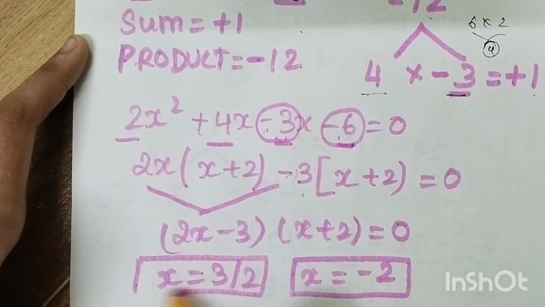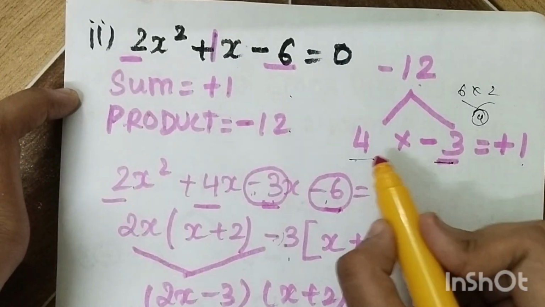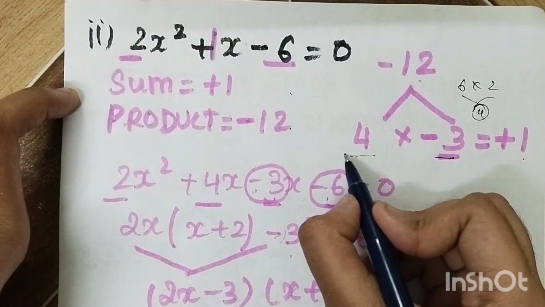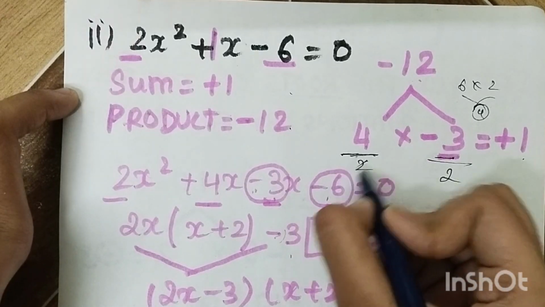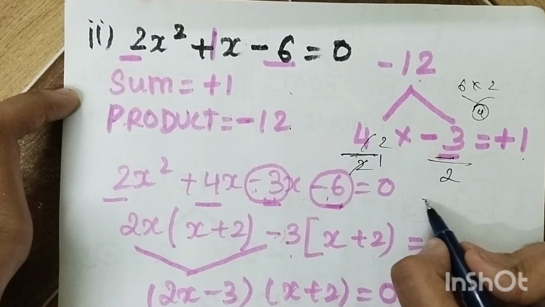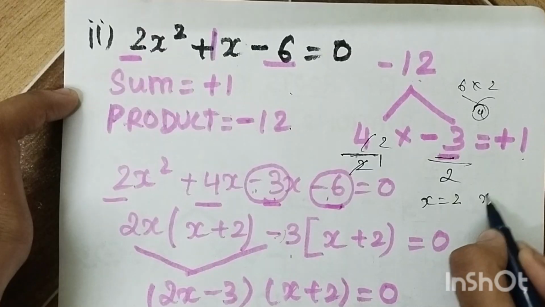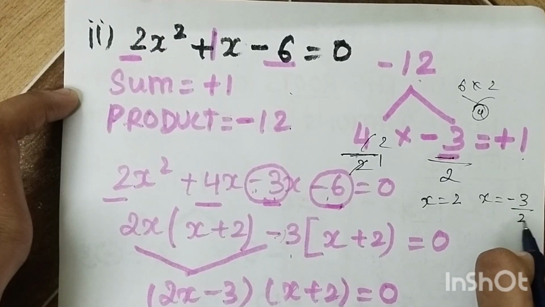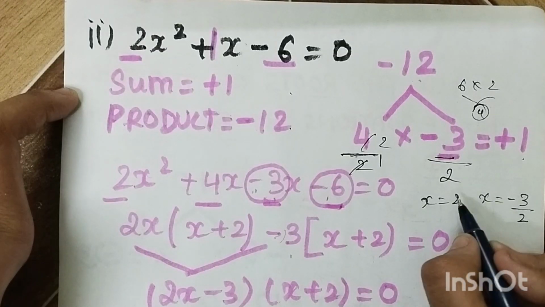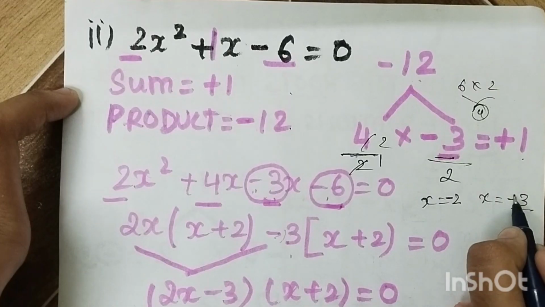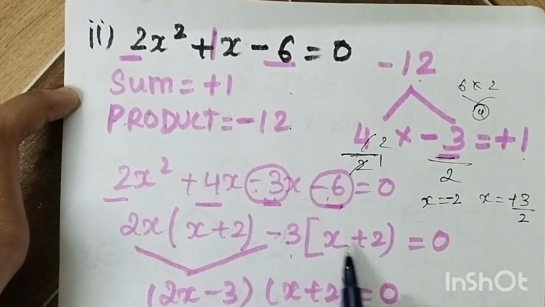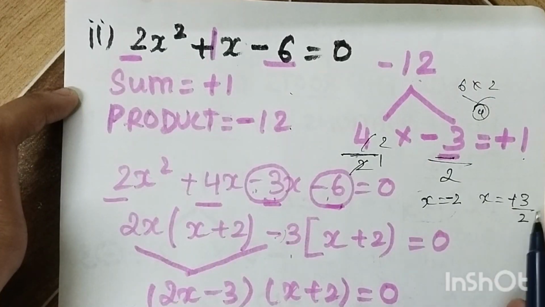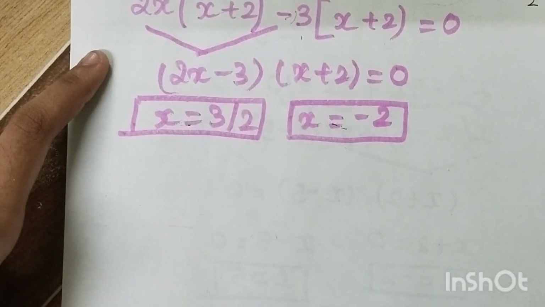Okay, so one other simplest method, I said that you have to just divide by the coefficient of the x square term. So if I divide here, I'll be getting here x is equal to 2 and here x is equal to minus 3 by 2. But I have said you to change the sign, so x is minus 2 and x is plus 3 by 2. Okay, so we got the same answer here. So here a lot of steps are there, but here is the simplest method. Clear?